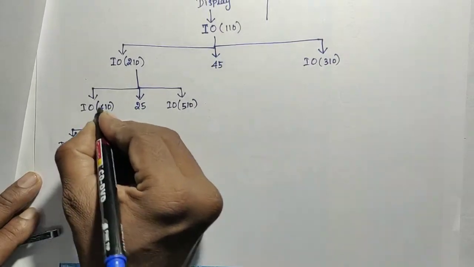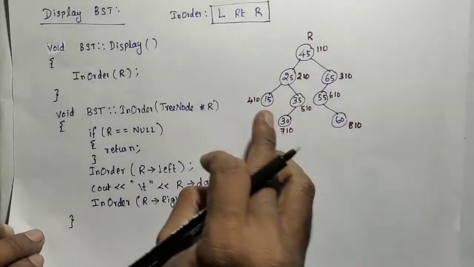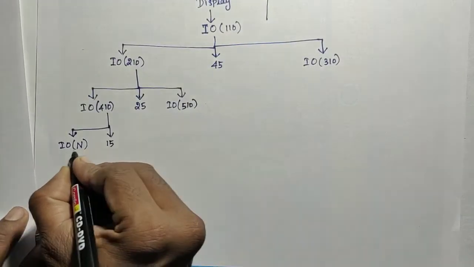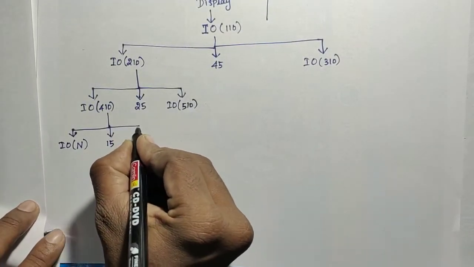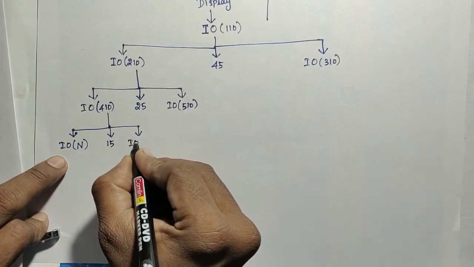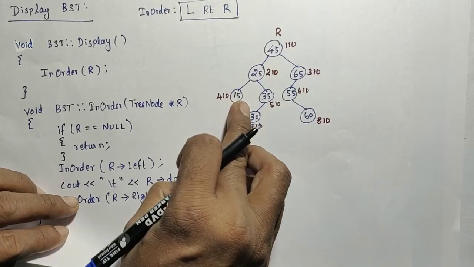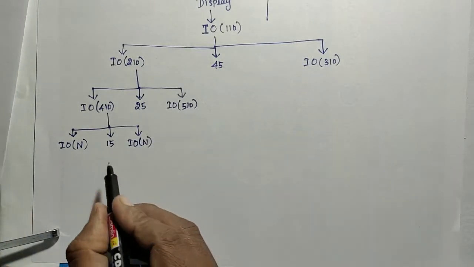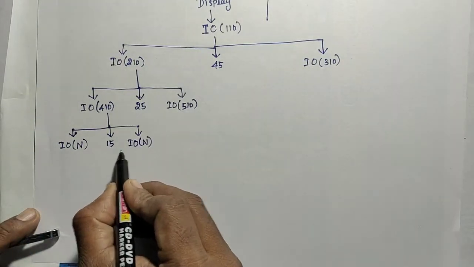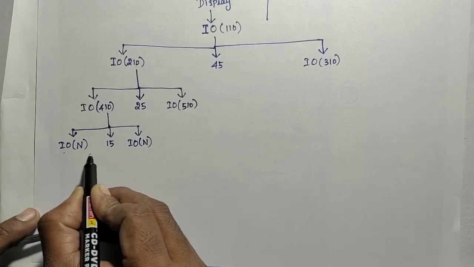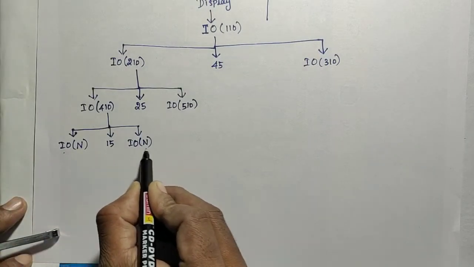So it will pass the null as the input. And then it will print the 410th data. The 410th data is 15. So that will be printed after completing this call. Next another call: it will print the IO of right of the 410. Right of the 410 is null. Okay. So now these two statements will get executed after completing IO of N.